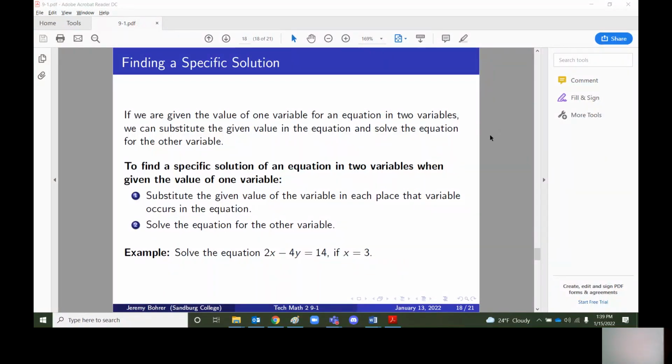In this video, we're going to look at the problems on pages 18 to 21 of the 9-1 slides. So we're going to start off with this problem. Solve the equation 2x minus 4y equals 14 if x equals 3.